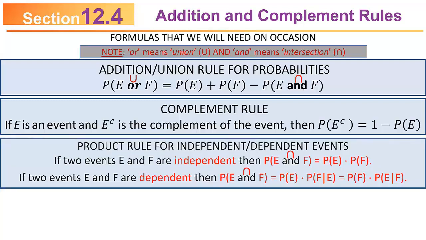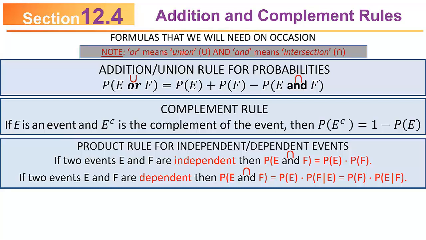The product rule for independent and dependent events. If two events E and F are independent, then the probability of E and F is simply the probability of E times the probability of F. Now the dependent version of this rule uses some notation we haven't even introduced yet, but I'm going to go ahead and do it anyway. We'll come back to it later and talk more about what the new notation means.